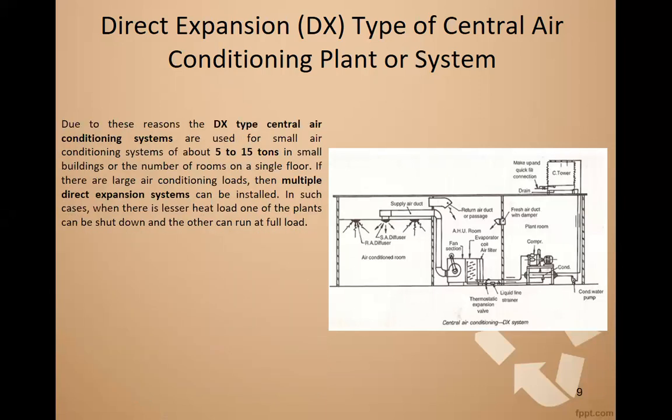Now, due to this reason, the DX type central air conditioning systems are used for small air conditioning systems of about 5 to 15 tons as centralized in the small building or the number of rooms on a single floor. If there are large air conditioning loads, then multiple direct expansion systems can be installed. In such cases, when there is lesser heat load, one of the plants can be shut down and the other can run at full load.